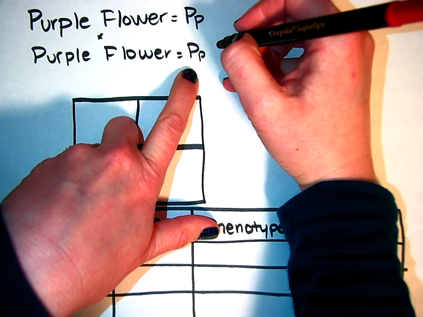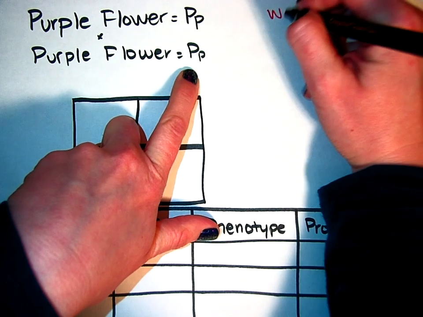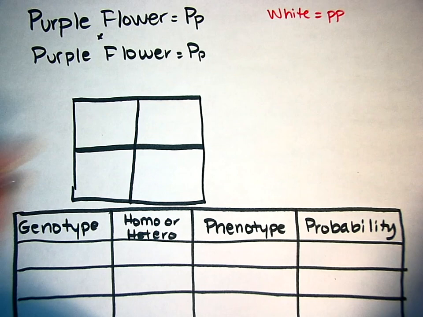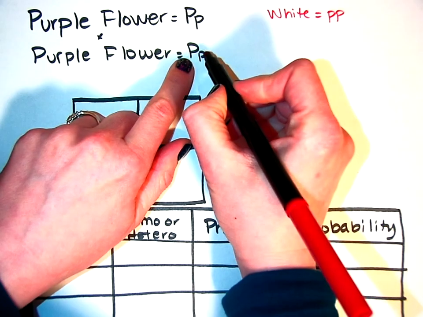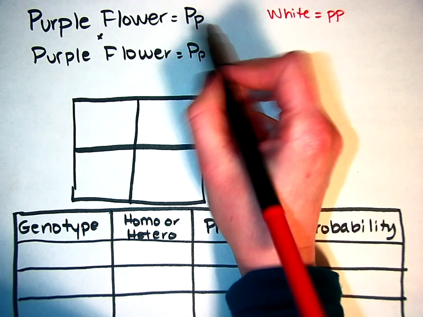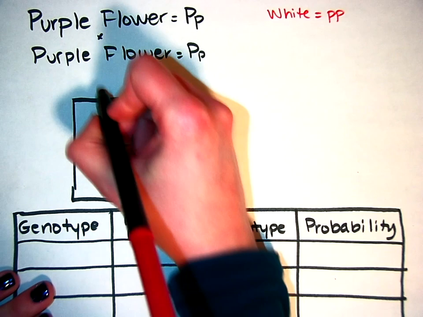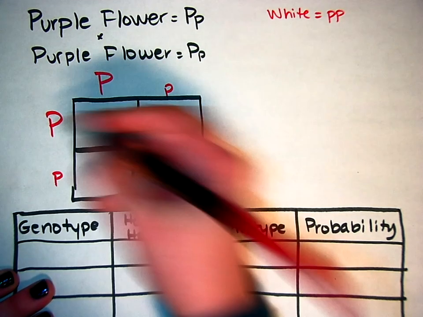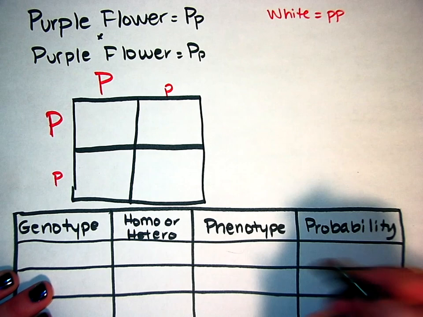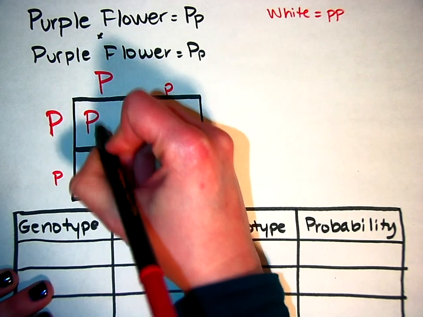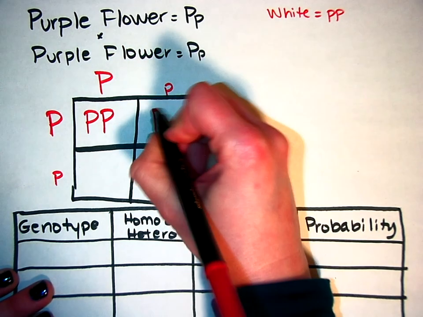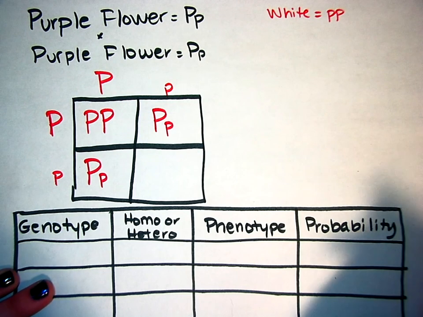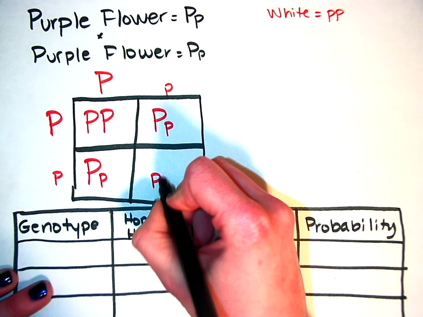So the opposite, the recessive trait, is white flowers. So that would be little p, little p. But we're looking at a cross of 2 similar parents, both purple flowers, both heterozygous. So I'm going to put P, p, P, p. I don't know if you can tell the difference between capitals. So I'm going to fill in my Punnett square. Trying to make a big difference between my capitals and my lowercase. So there's my Punnett square filled in.